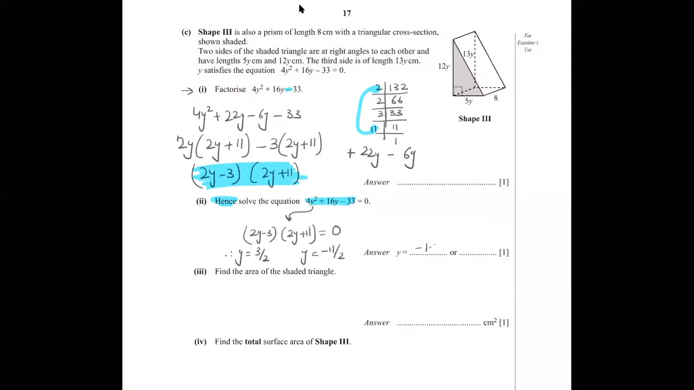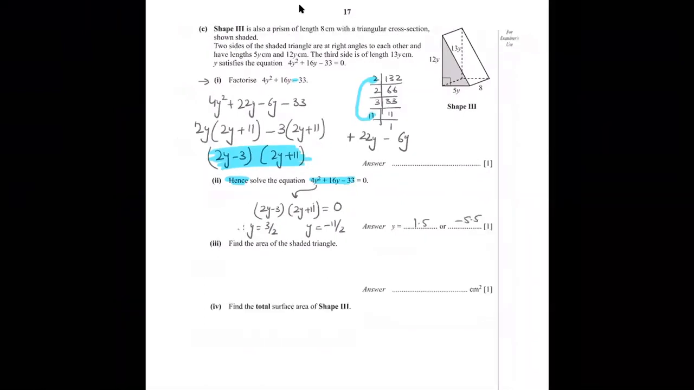So the two answers are plus 1.5 and minus 5.5. Okay, is this clear?